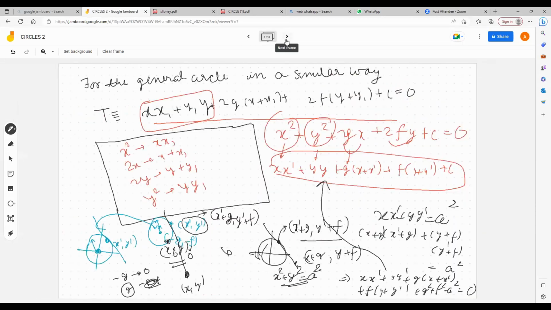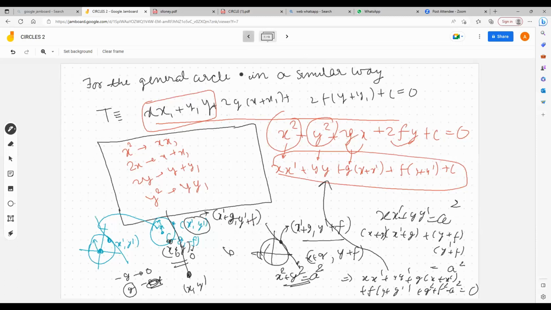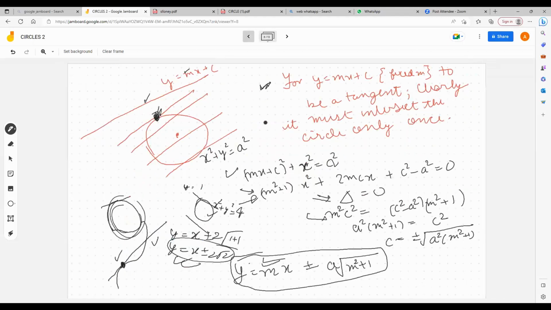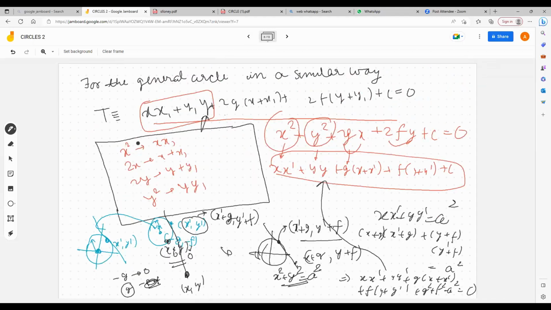What we are going to use is that if a line is tangent to a circle, then its perpendicular distance from the center of the circle is equal to r. And second, its point of intersection with the circle is only one. Now, for a general circle, this is the equation of the tangent. For this equation, we replace x square with x x1, 2x with x plus x1, 2y with y plus y1, and y square with y y1.